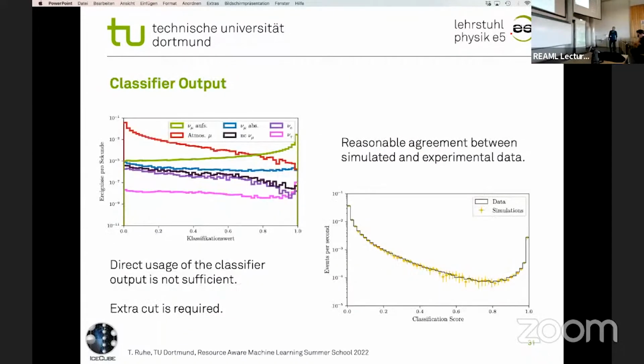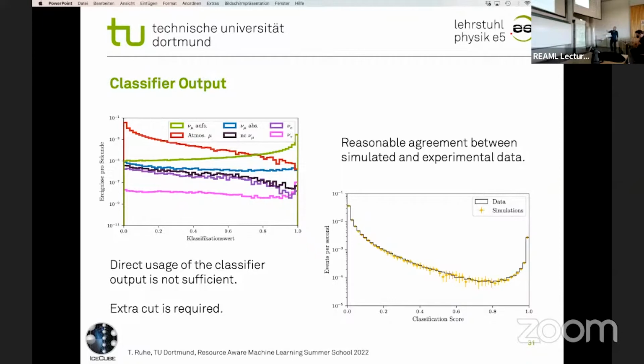Okay, so this is the classifier output. You should pay attention to this one first. And you can see, well, there's a large peak at 0, so a large number of background muons that are correctly identified as those. Also a large number of neutrinos correctly identified. And most importantly, data given in black and simulations as the yellowish data points, they agree. So it's not like in data and simulations, in either of them, suddenly there's a large peak somewhere in the middle or something strange happening.